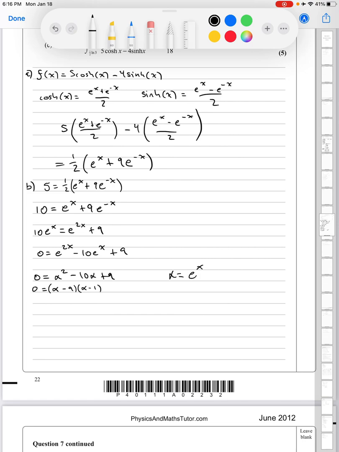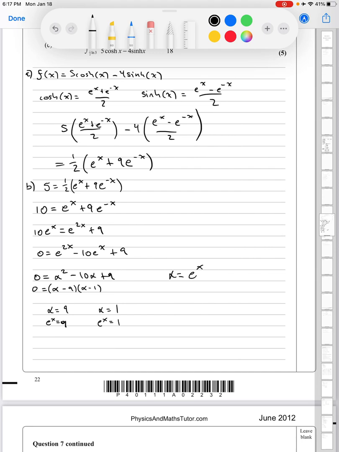Right? Yes. So we get two answers, right? Alpha can either be 9 or alpha can be 1. But these are both equal to e to the x. So we have e to the x is equal to 9, or e to the x is equal to 1.